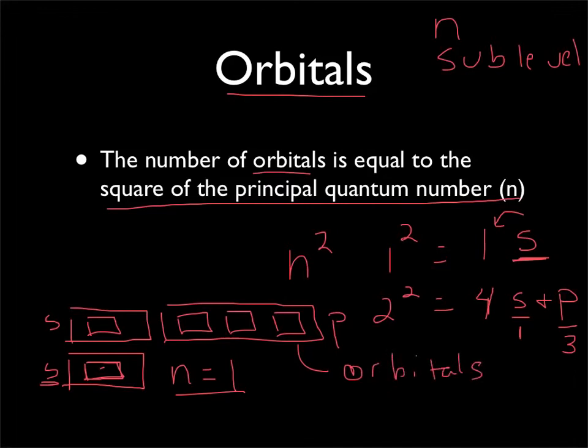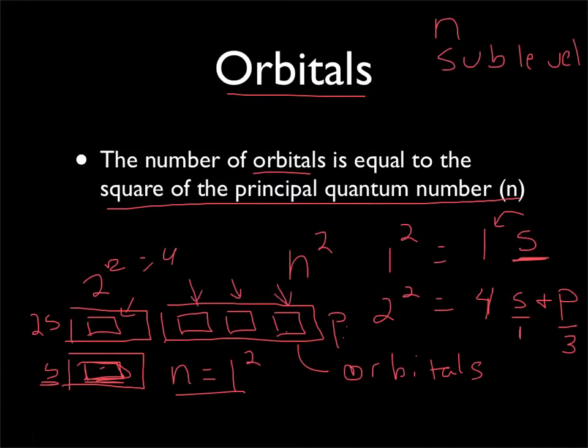So, on the second floor of this hotel, there are 2 rooms, an S room and a P room. The S room has 1 bed, or 1 orbital. The P room has 3 beds, or 3 orbitals, and each one can have 2 electrons in it. If I'm talking about orbitals, we said 1 squared, that's 1 bed. Here it's 2 squared, or 4. There's 4 beds. See, 1, 2, 3, 4.